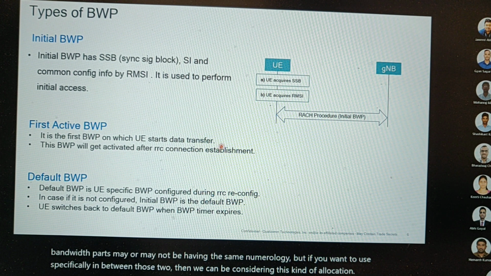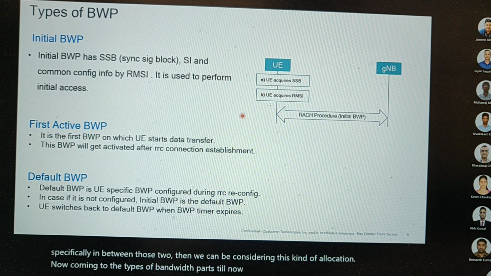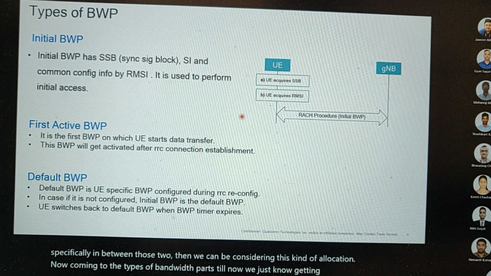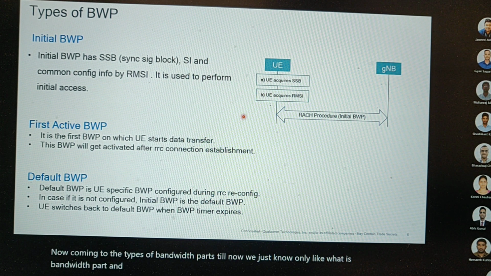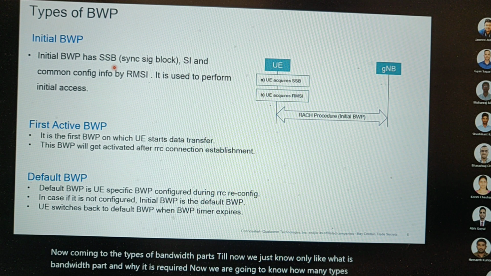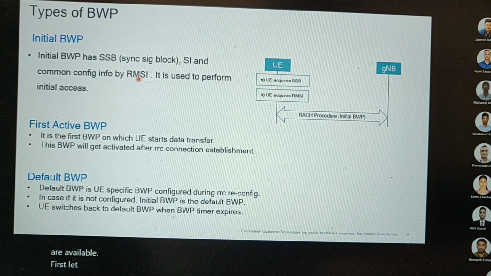Now coming to the types of bandwidth parts. Till now we just know what a bandwidth part is and why it is required. Now we are going to know how many types are available. First, let us start from the beginning.